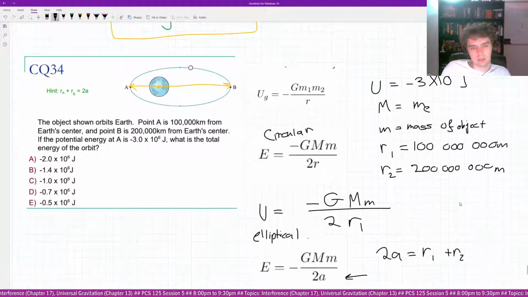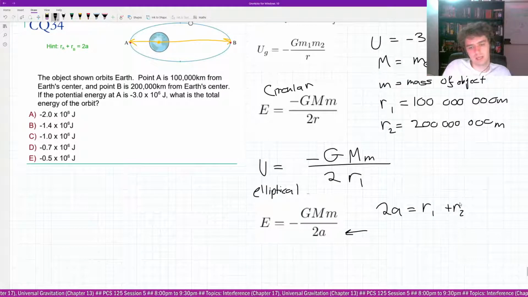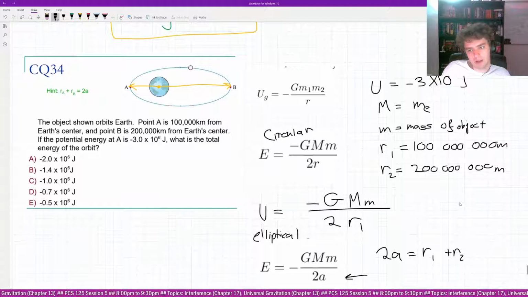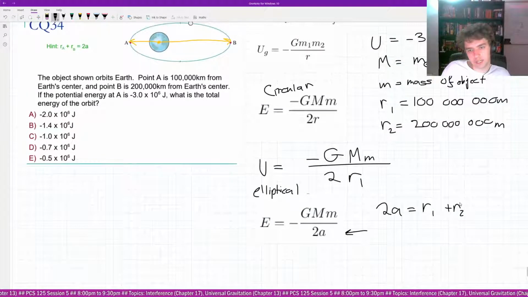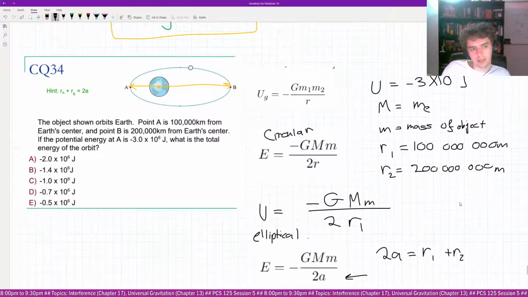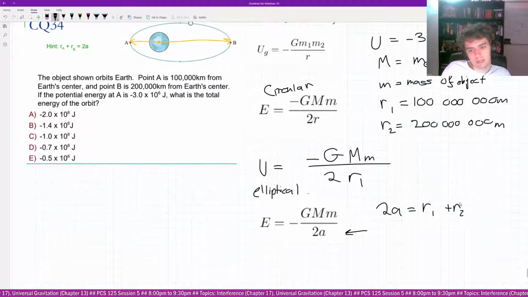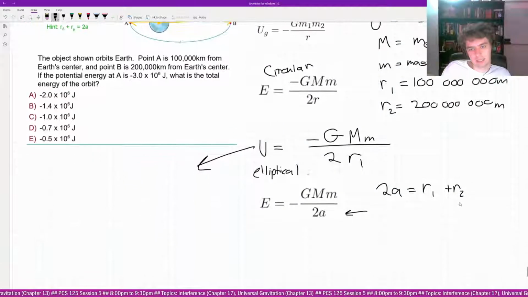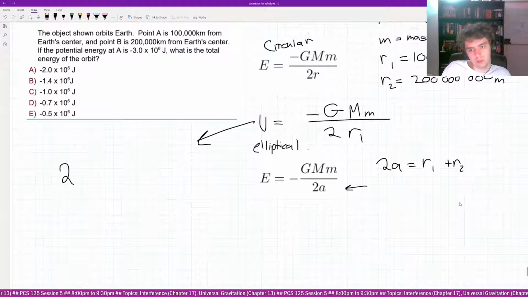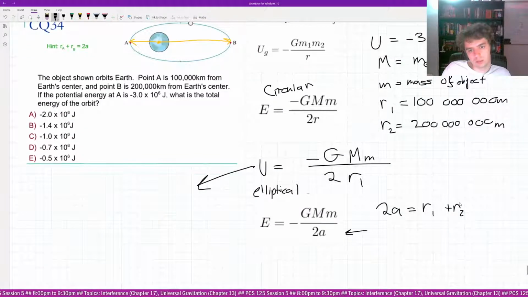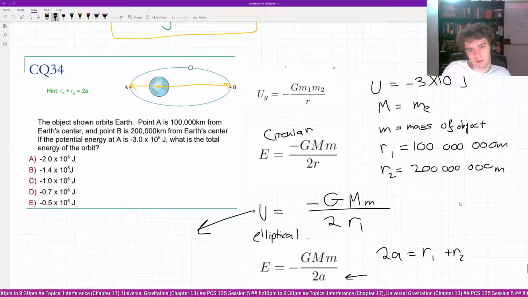Okay, so I need the total energy. Well, I have 2a. That's fine. I have the denominator. I have G. I don't have the big mass, although I can just find the mass of the Earth, since it says it's the Earth. But I don't have the little mass. I guess I can make an expression for the little mass like this. So it's going to be 2... Oh, no. This is the formula I need. Where did I lose this? Negative... Why is there a 2 here?